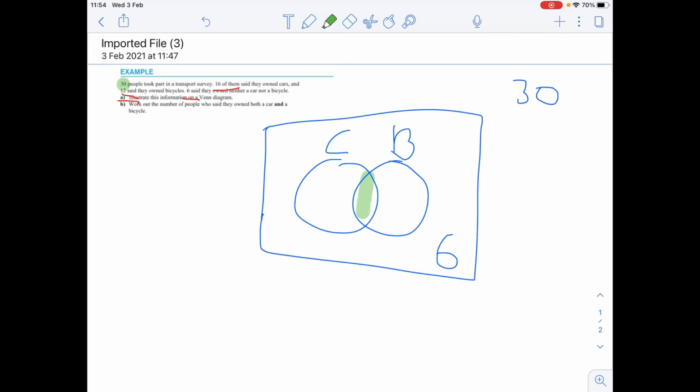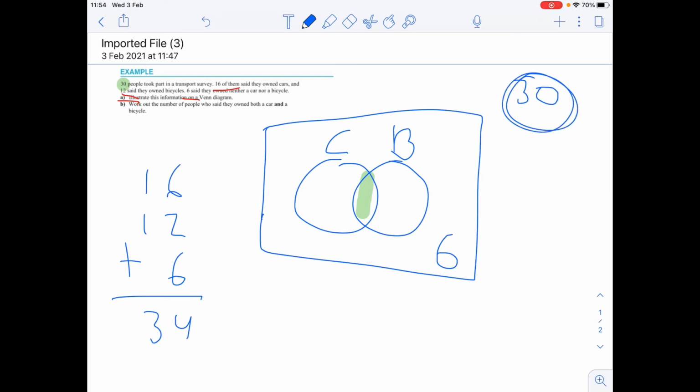So, if I add 16 plus 12 plus 6, I get 34. But we know there's only 30 people. So those 4 people extra must be the ones I've double counted. So in here there has to be a 4. Those are the people that own both a car and a bicycle.